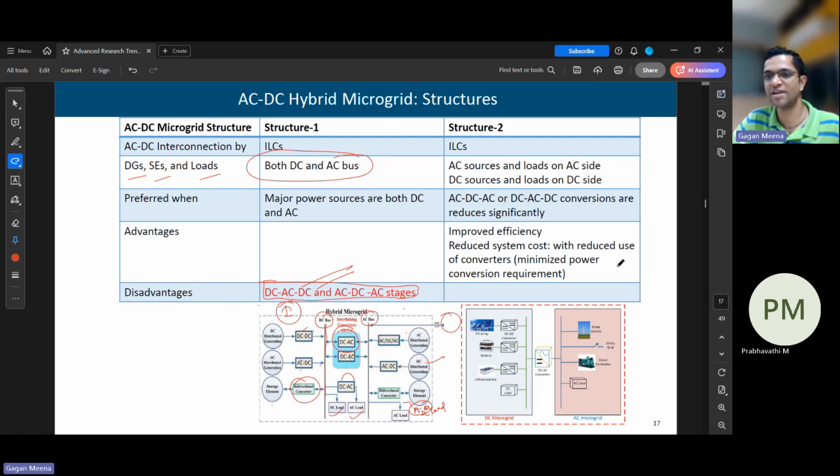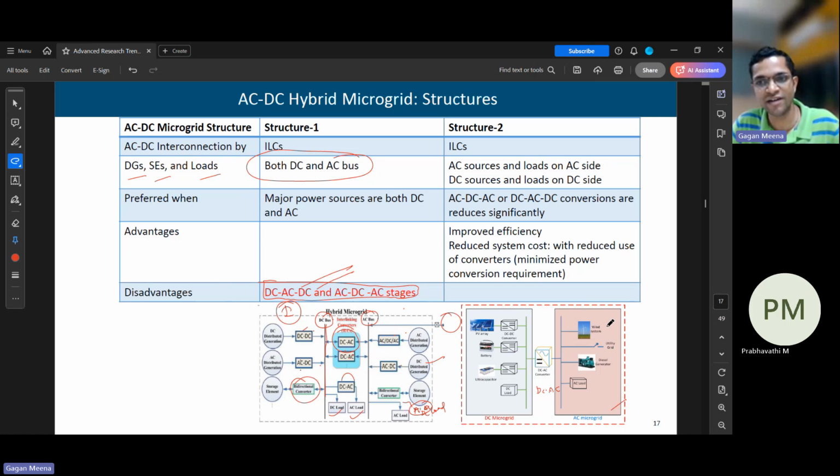Now structure 2 is very convenient, but it is difficult to plan in such a way. But if we can plan, then it's very wonderful. We can save a lot on the efficiency front, but it's difficult to plan because for that we need to have all the AC sources and all the AC loads only on the AC side, and all the DC sources and DC loads on the DC side. And in between, they will be linked by a bidirectional DC-AC converter or AC-DC converter.